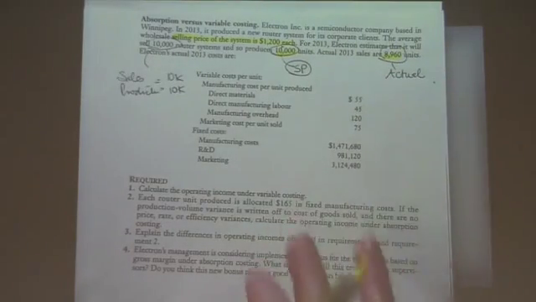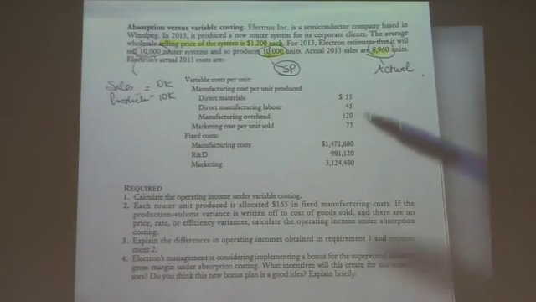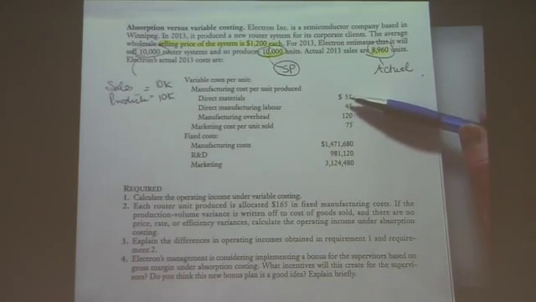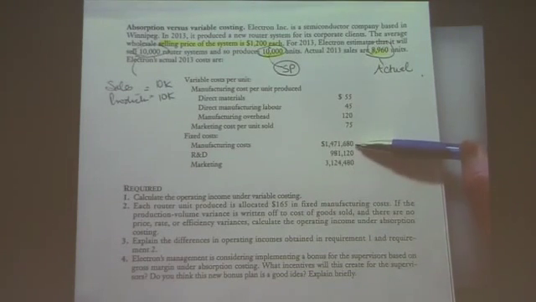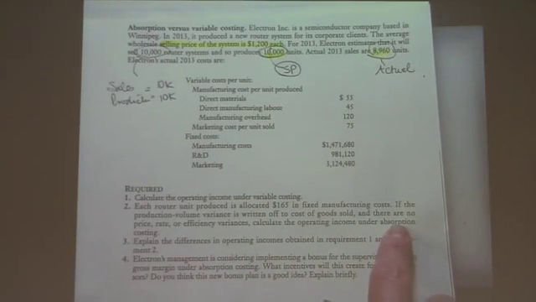And these are the following costs for 2013. They broke out between variable and fixed. You've got variable manufacturing, such as direct material, direct labor, and manufacturing overhead, and there's the variable marketing cost. And of course, the fixed costs are as follows. The first part of the required asks us to calculate the operating income under variable costing. The second part asks us to look at absorption costing.